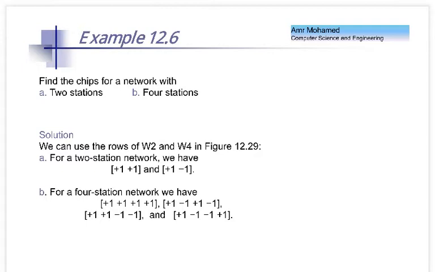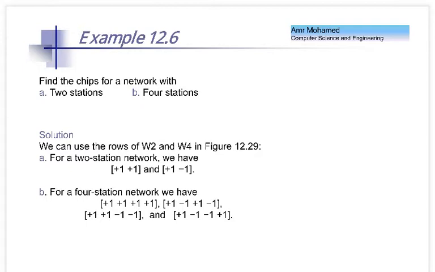For 2 stations or for 4 stations. Well, for 2 stations we need W2. For 4 stations we need W4. We're lucky that he did not ask us for W3, because again we have to use W4. So we can use the rows of W3 and W4, which is in the previous slide. If we have 2 stations, you can use the simple Walsh 2 table, and each row in the table will be 1 code.